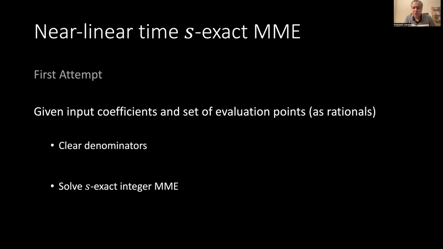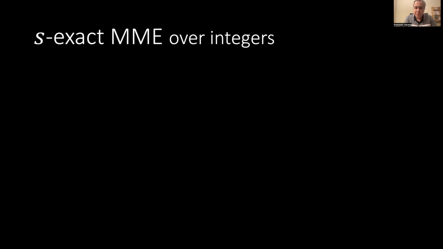While this is a very natural approach to solve the exact MME over rationals, notice the very first step of clearing denominators actually runs into issues. In particular, if all the d power m coefficients were rational numbers whose denominators were distinct primes, then clearing denominators would result in intermediate numbers which are quadratically large in the input length and thus prohibitively expensive for a nearly linear time algorithm. Nevertheless, let us ask, can we solve the S-exact integer MME, given that we can solve the MME for prime fields in nearly linear time?